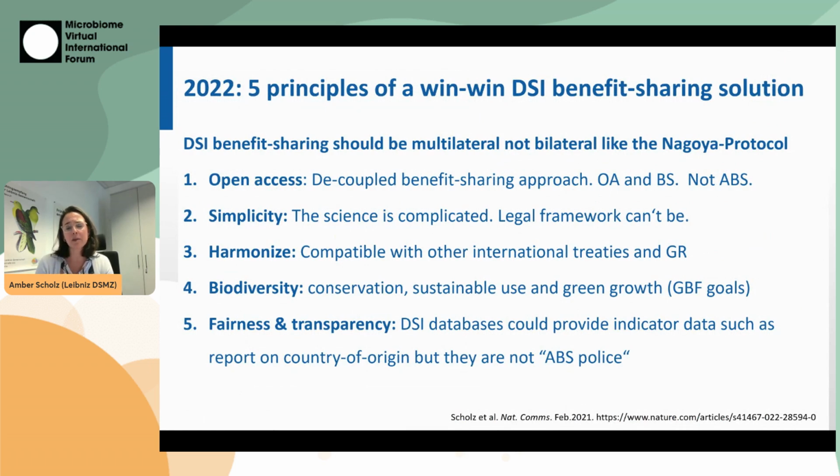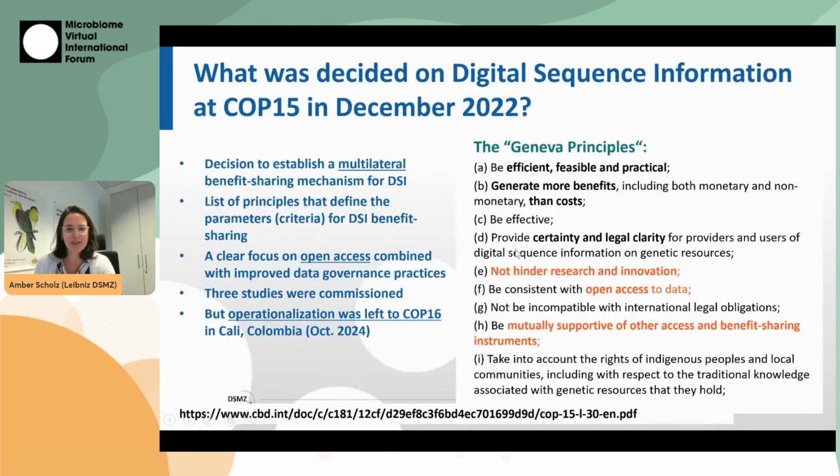We talked about open access, the importance of open data, and that rather than access being the trigger point for benefit sharing, we would need a decoupled approach in which we have open access and benefit sharing happens downstream. For simplicity, because the science around DSI is very complicated, but the legal framework cannot bear that complexity. For harmonization with other international treaties that I had just listed earlier, for a relationship to biodiversity and to the global biodiversity framework's goals, and for the role of DSI databases to provide fairness and transparency, but not to make databases the ABS police, monitoring where every single piece of data came from and checking ABS permits, which were proposals that were considered.